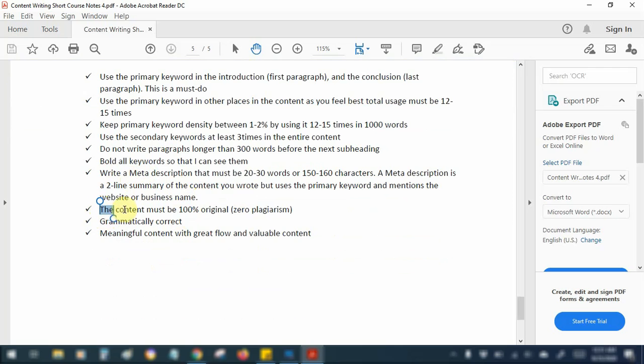Another important feature is that the content has to be 100% original. There must be zero plagiarism. There are plagiarism tools like Copyscape, Turnitin, and many others that you can look for and buy online. And always go for purchased or paid versions of plagiarism checkers, because the free versions are not that reliable, not in my experience. Make sure the content is grammatically correct, meaningful, with great flow, and has valuable content.